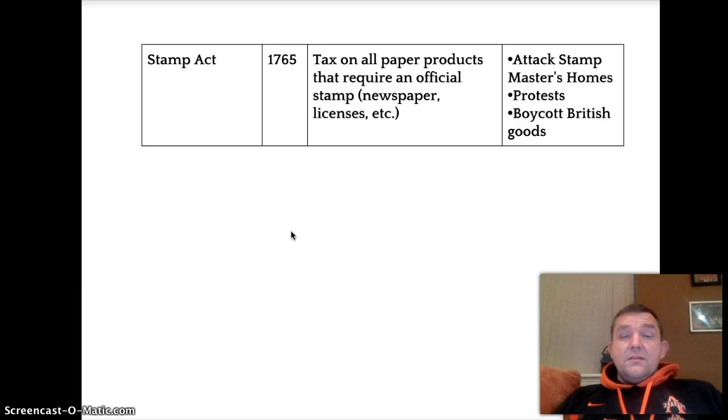So then, 1 year later, the British passed what we call the Stamp Act. Now, the Stamp Act seemed like a very benign little tax. It wasn't going to be that big a deal. It's just simply going to be a tax on all paper products.